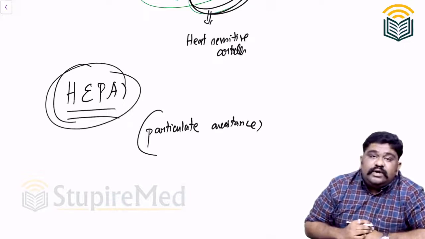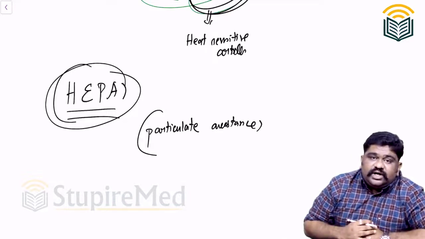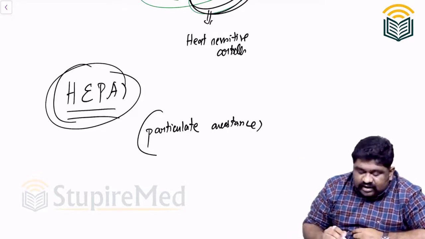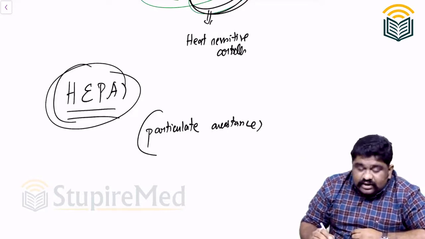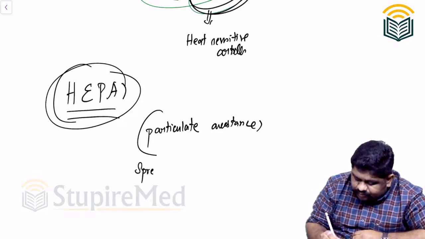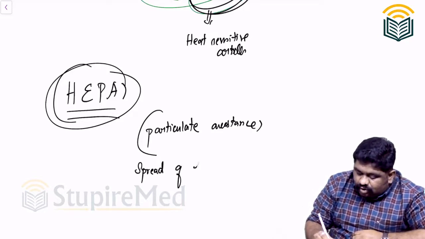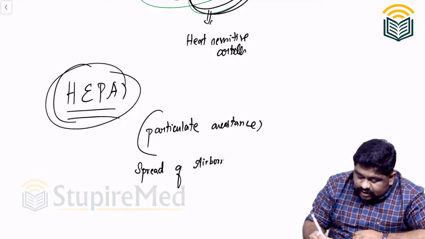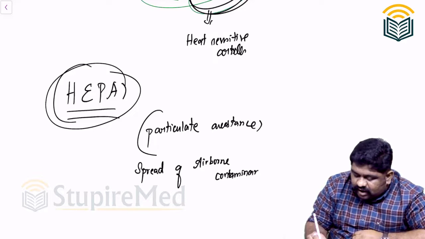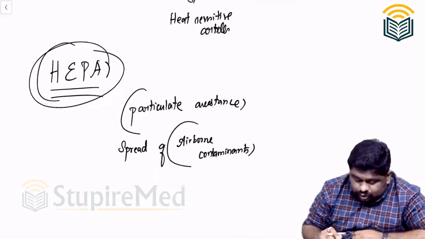These kinds of filters have been notified everywhere in China. And in China, they are kept in public places. They are called air filtering towers. But the HEPA can be used inside the home also. These can be helpful for preventing the spread of airborne contaminants, which can be bacteria, viruses, sometimes rarely fungi and protozoa.